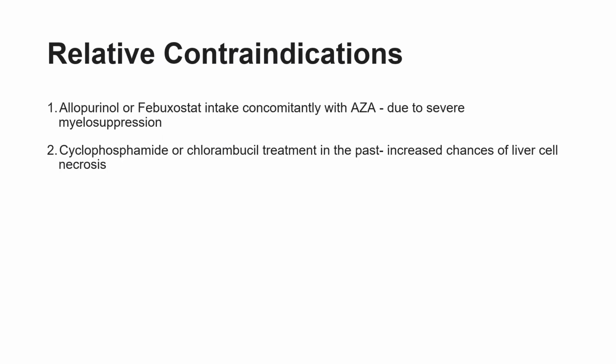Relative contraindications. Allopurinol or febuxostat intake, because it can cause severe myelosuppression. Next is cyclophosphamide or chlorambucil treatment in the past, because it increases chances of liver cell necrosis.